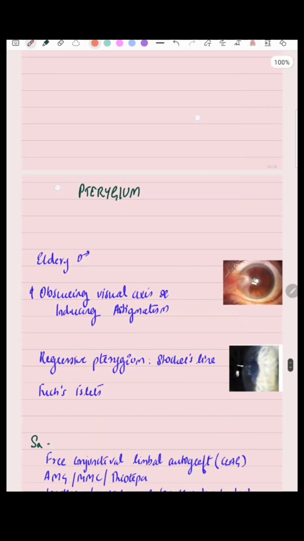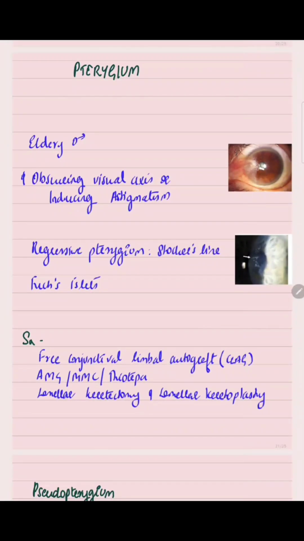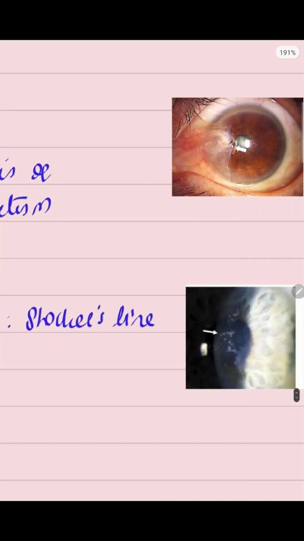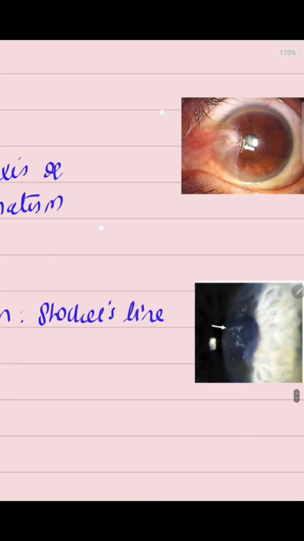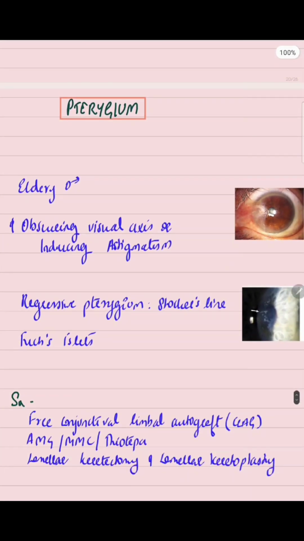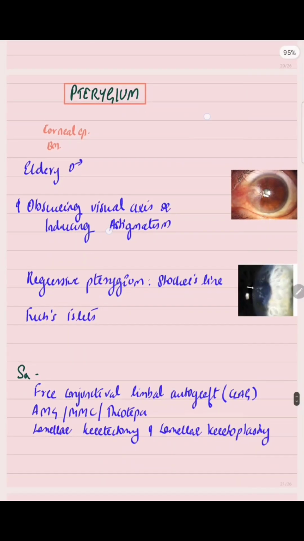Next is pterygium. Pterygium is a fold of conjunctiva encroaching upon the cornea from either side within the interpalpebral fissure. It invades the corneal epithelium, Bowman's layer and superficial stroma.